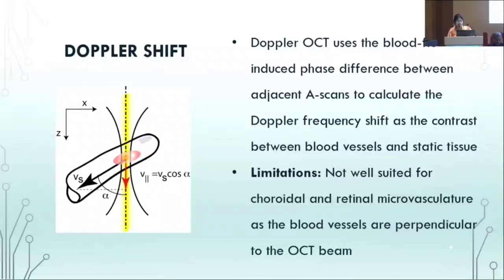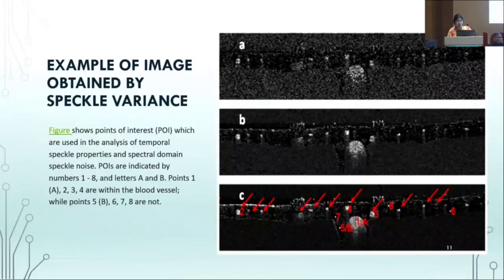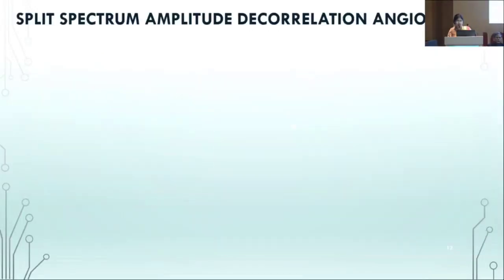It is not well suited for choroidal and retinal microvasculature as the blood vessels are perpendicular to the OCT beam. Then the next is speckle variance. In speckle variance, the OCT signal is acquired as a result of partially coherently backscattered light from biological tissue. Due to the presence of moving particles in the biological tissue such as red blood cells, the speckle pattern varies with time and can be quantified by speckle variance calculations using either interframe or interline comparisons. This is an example of an image obtained by speckle variance.